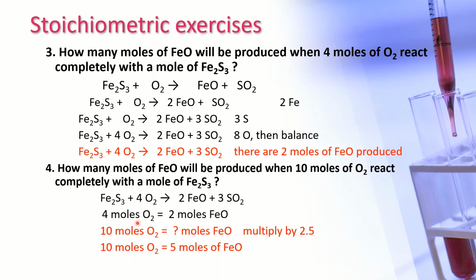So, 4 moles of oxygen will produce 2 moles of ferrous oxide. So what if 10 moles of oxygen, how many moles of ferrous oxide will be produced? We just multiply it by 2.5. So 10 moles of oxygen will produce 5 moles of ferrous oxide.